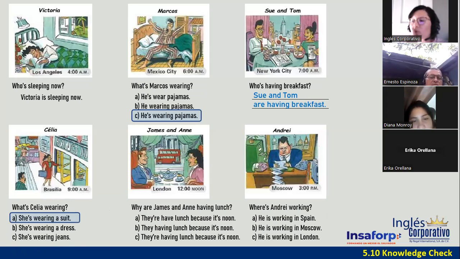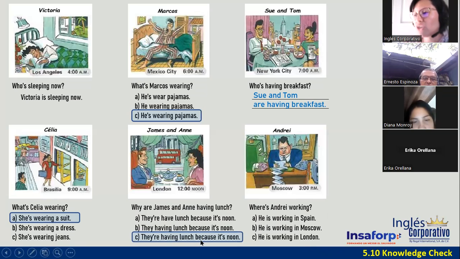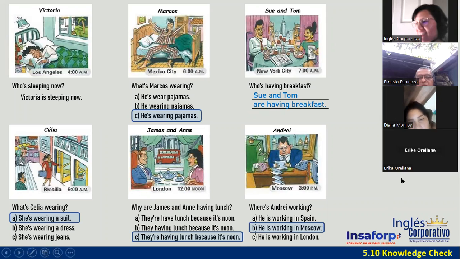What about James and Anne? Why are James and Anne having lunch? A, B, or C? Letter C. They are having lunch because it's noon. Correct. They're having lunch because it's noon, right? No podíamos escoger la primera porque no tiene el verbo ing, ni tampoco la segunda porque nos hacía falta el verbo to be. What about number six? Where's Andre working? Letter B. Yes, exactly. Working in Moscow. Muy bien. Excellent, good job.